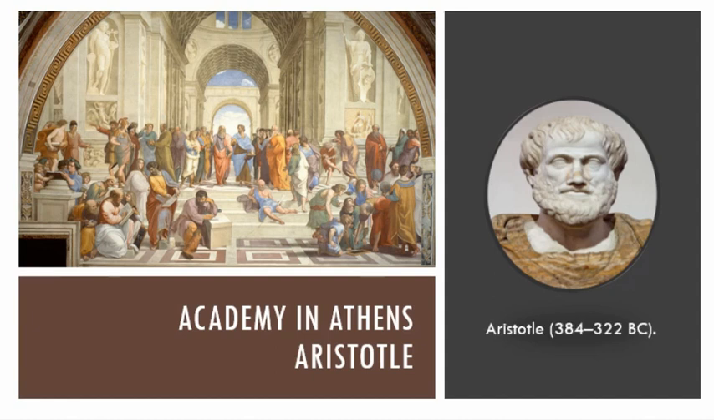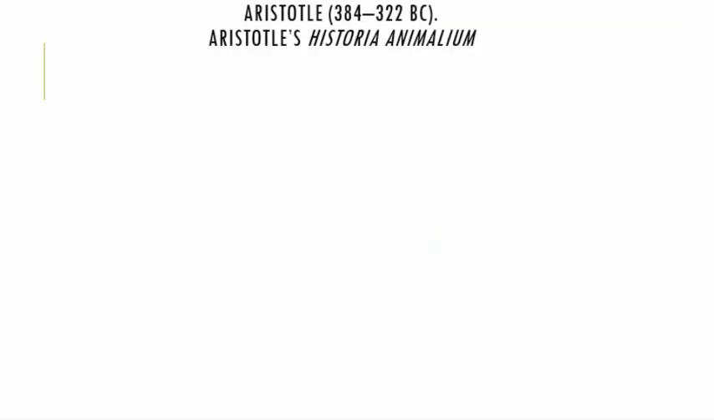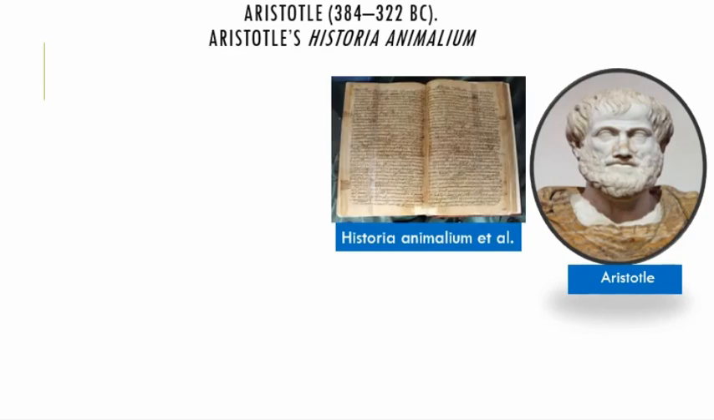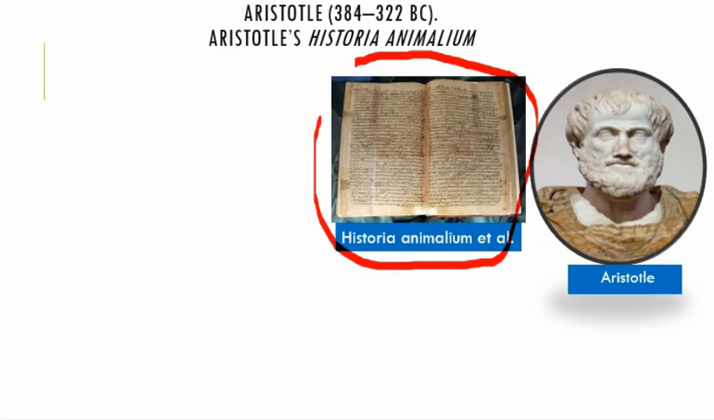It was Aristotle, from 384 to 322 BC. He was the first scientist who thought to classify insects. He was a part of the Academy in Athens. Aristotle wrote Historia Animalium. You can see this book here, written by him.